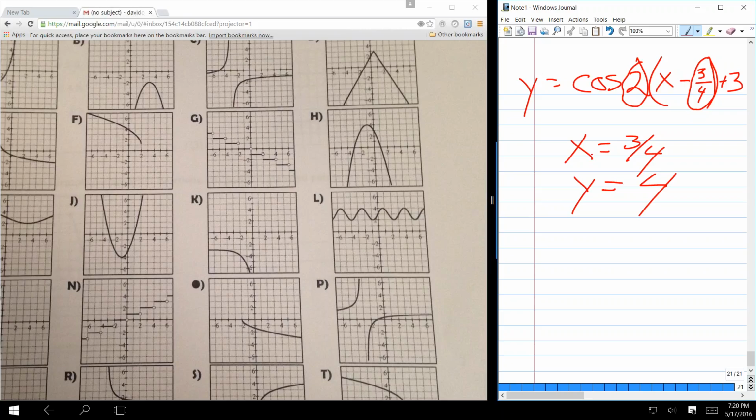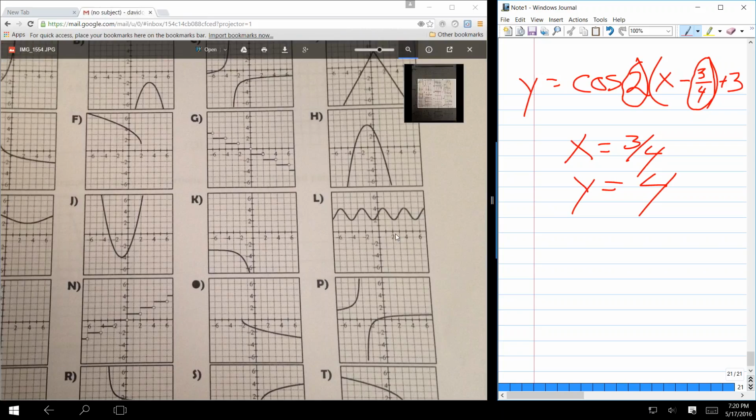If I put in x of 0, I don't really know what the cosine of minus 3/4 or minus 3/2 is. It's much harder to know that because that's in radians. Although it's still going to be 1. Oh no, it isn't. Excuse me. It would be 0. From the graph, when x is 0, y looks to be 3.